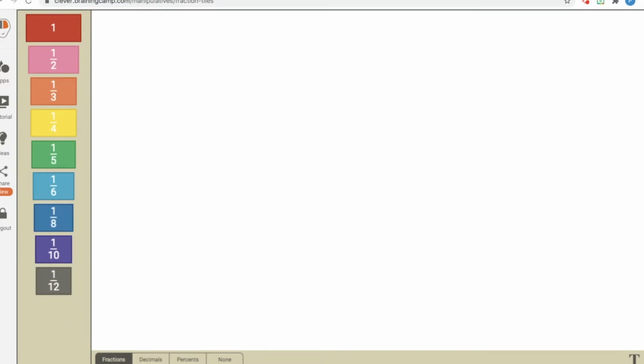Now, just to make sure that we're all clear and we can remember, let's go ahead and write our fractions. So the problem is 2/3 plus 1/2 plus 5/12.